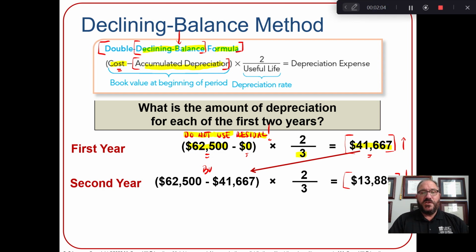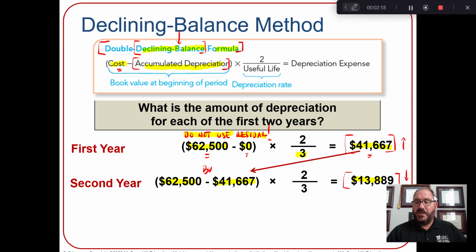For the second year, you take the original cost minus the 41,667, whatever number that is, right? About $21,000 and change. Multiply it by 2/3 again, and you get 13,889. And that's how you do it. So you take the balance off each year, and whatever's left, that's how you do it.